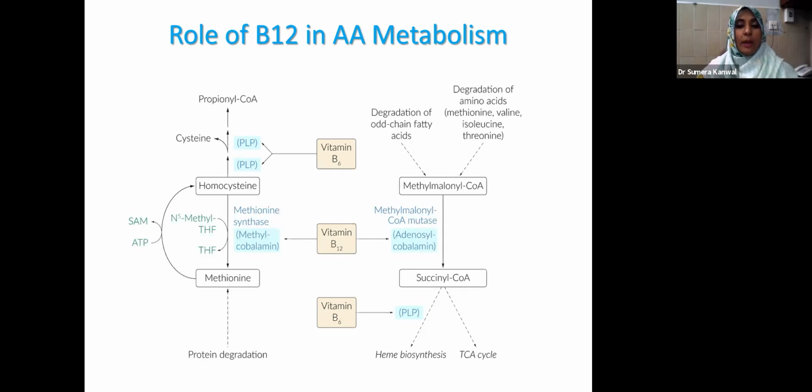This methylmalonyl CoA converts into succinyl CoA, and the succinyl CoA can enter into the TCA cycle, or it can enter into the biosynthesis of heme. When succinyl CoA combines with glycine, the heme biosynthesis pathway is initiated. So this methylmalonyl CoA mutase enzyme requires vitamin B12 in its adenosyl form, adenosylcobalamin. This vitamin B12 is also required for the activity of the enzyme methionine synthase.